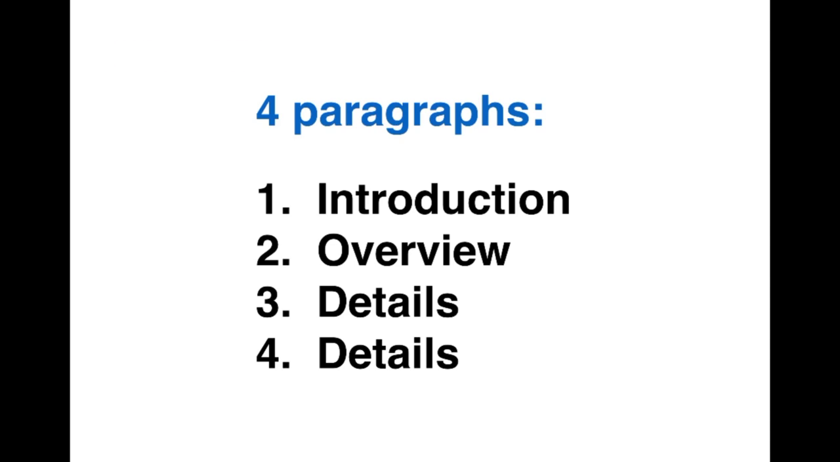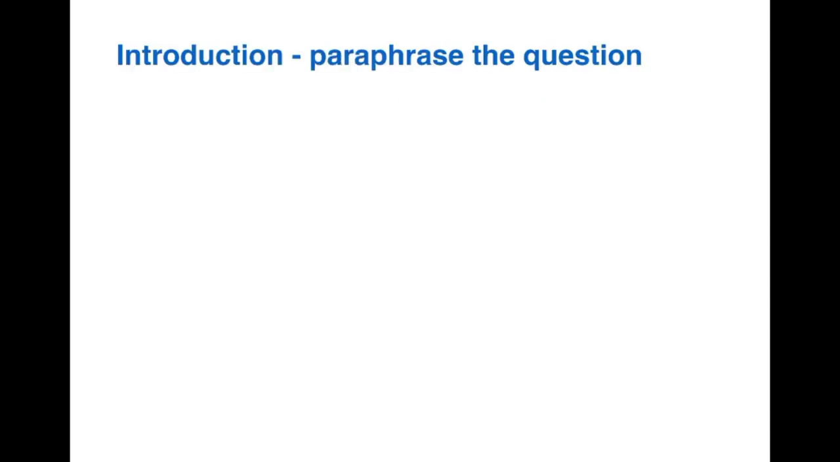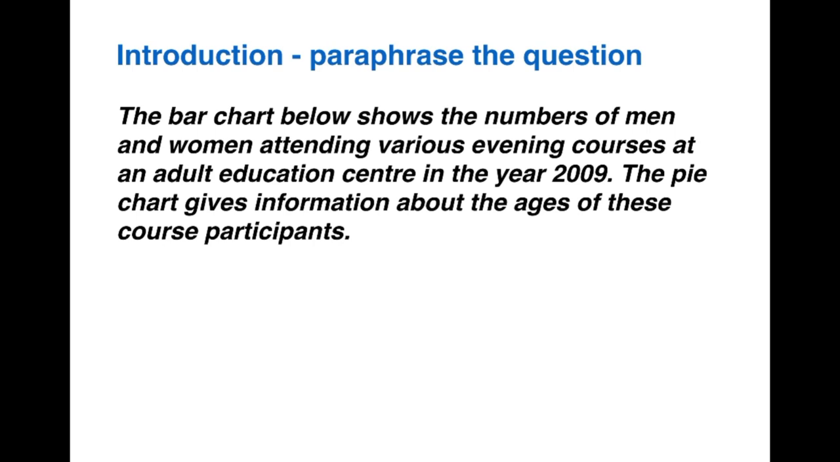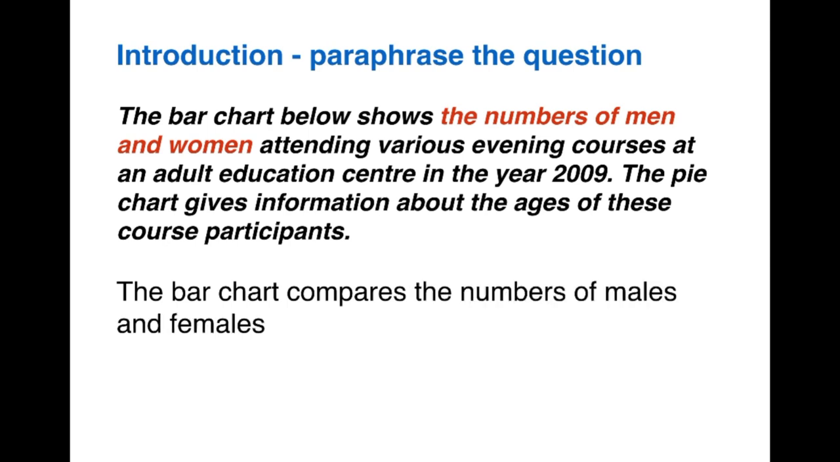We'll start with the introduction, of course. Paraphrase the question. So we take the question again and we go through it section by section, changing what we can. We'll start then with the bar chart below shows, and I've changed that simply to the bar chart compares. Then the numbers of men and women, the numbers of males and females. Up to now, very small changes, but that's fine.